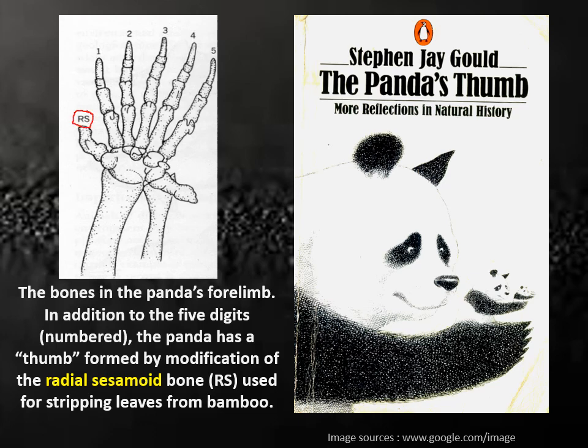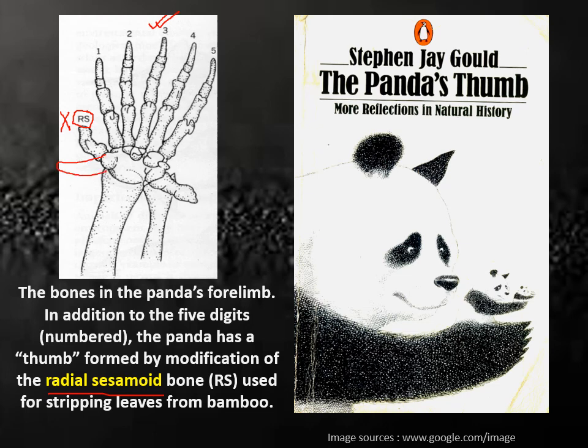So this radial sesamoid, RS, is not at all a finger. It is a wrist bone, which is known as radial sesamoid. They increase the size of this radial sesamoid in an opposable direction. And therefore, the panda's hand almost looks like it has six fingers. But this radial sesamoid is not at all a finger. All the fingers of panda are projected forward, and panda gets this character phylogenetically from their ancestor. They are not able to modify it, but to survive in that ecological condition where they have to grab the bamboo shoots to eat, they modify another bone.